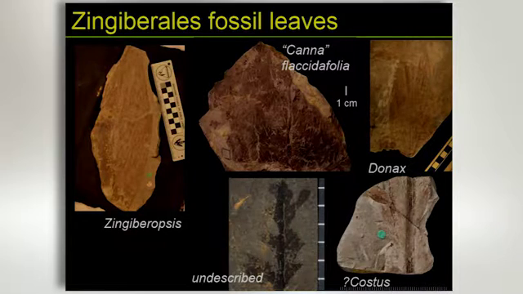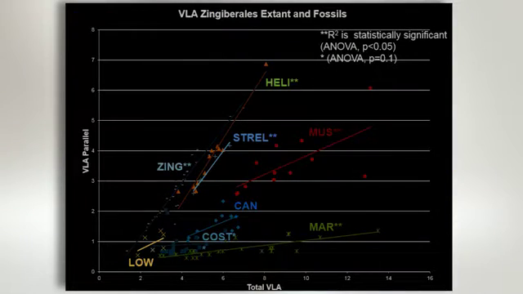This one from India was placed in the extant genus Donax in the Marantaceae. One that was questioned is Costus from the UK. This is an undescribed one from Messel. So where do these go?